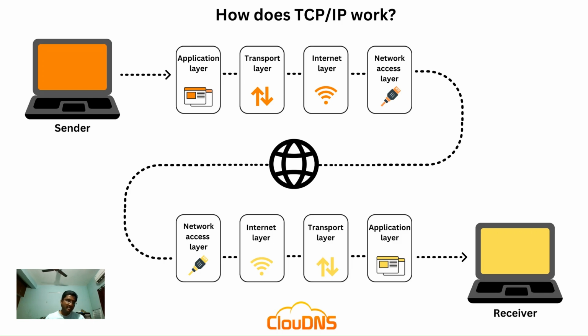So how the receiver gets it is through the network access layer. From there, it passes to the internet layer. From the internet layer, it passes to the transport layer and the application layer, and it finally reaches the receiver. So this is how TCP/IP works literally for the sender and the receiver.